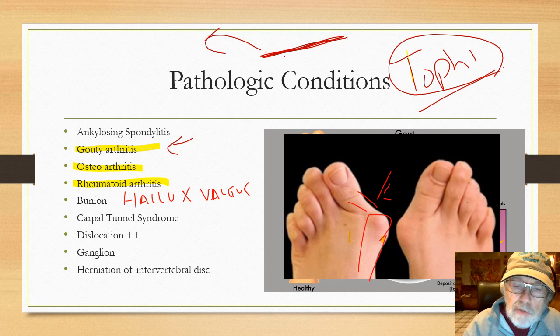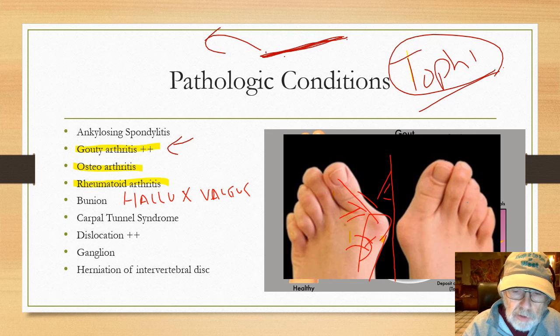What happens is that first metatarsal starts to migrate more medially towards the midline. Midline would be here between the two feet. It migrates this way. There's a tendon right here that actually pulls the big toe, the hallux, this way. So we end up with what's called a valgus deformity. Valgus means, if I look at this, deformity right here.